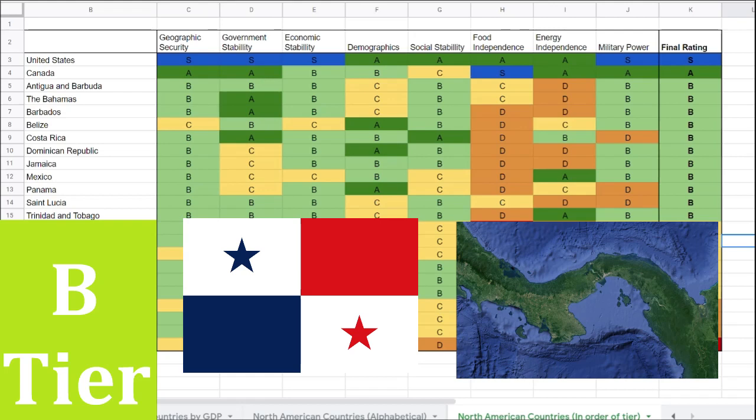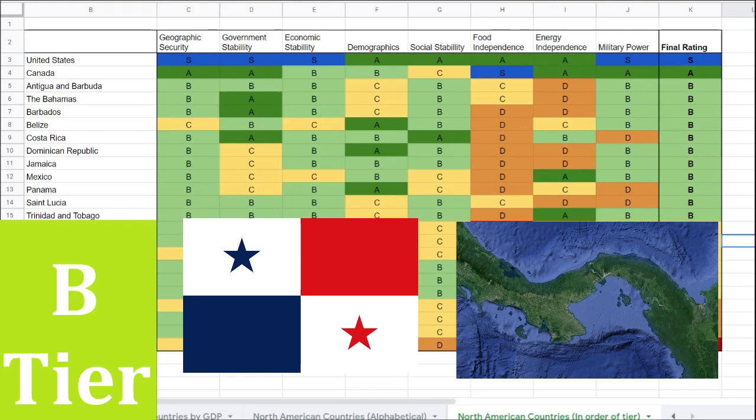Food independence is a D. It is a net food importer. Most of the food comes from the United States, actually. In energy independence, it is a C tier nation, because 40% of power is actually hydroelectric, which is alright, but the rest is from oil. But since it's right next to Colombia, an oil exporter, that is good for it.